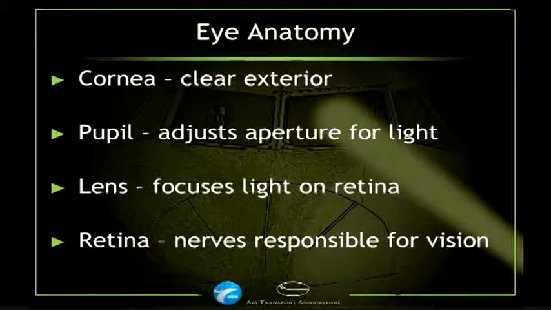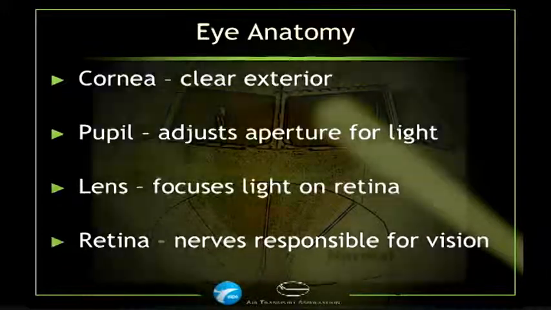For eye anatomy, the eye has 4 critical parts in association with laser injuries. The cornea is the clear exterior of the eye. The pupil is the aperture that adjusts the amount of ambient light that's coming in. The lens behind the pupil focuses the ambient light on the retina, and the retina is the nerve cells that are responsible for actually sending those signals to the brain.